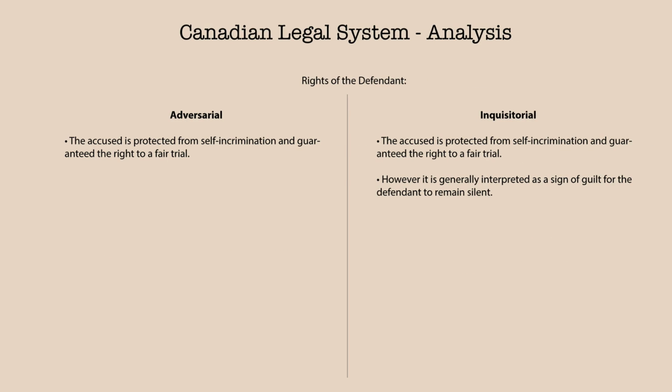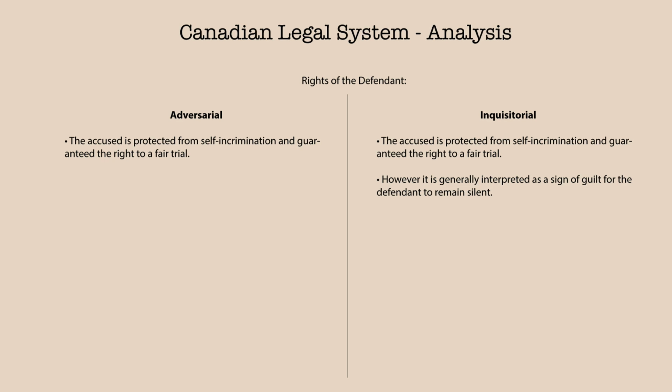The rights of the defendant. Here we have something where it's pretty much exactly the same. In both the adversarial and inquisitorial system, the accused is protected from self-incrimination and guaranteed the right to a fair trial. However, in the inquisitorial system, it is generally interpreted as a sign of guilt for the defendant to remain silent throughout their proceedings.